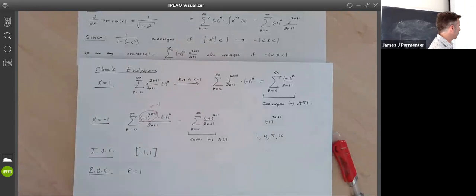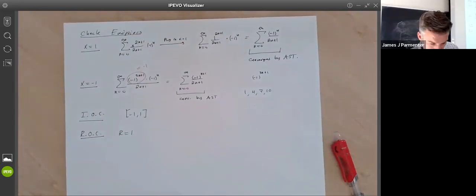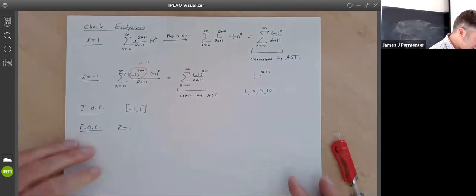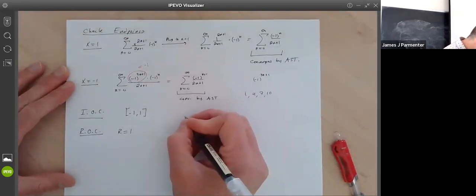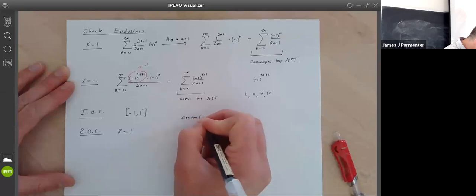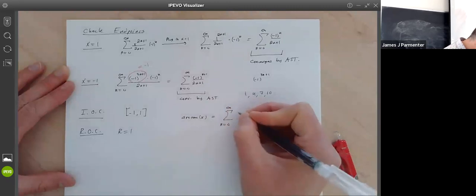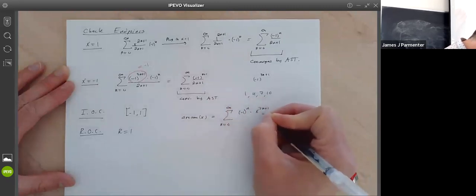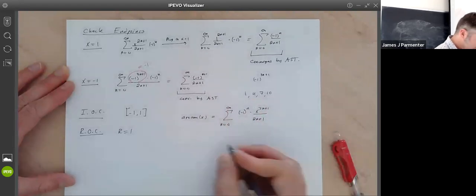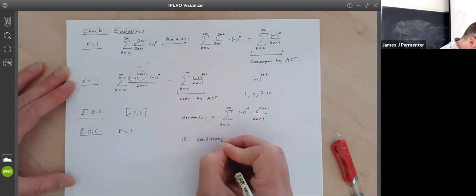And then I've seen this question floating around some people's homework assignments, so I might as well say it here. If you want to talk about where this series is conditionally convergent, specifically the series arc tangent of x equal to the sum from n equals 0 to infinity of -1 to the n times x to the 2n plus 1 over 2n plus 1, where is it conditionally convergent?